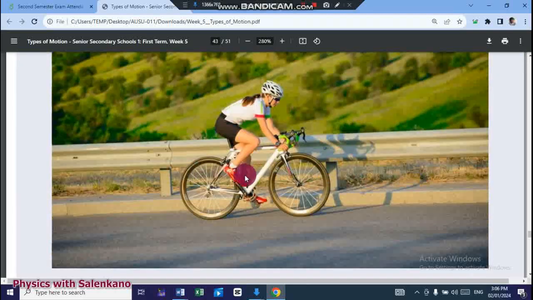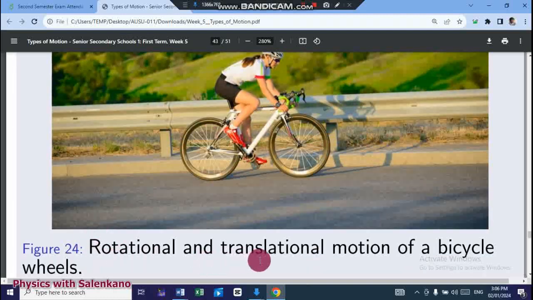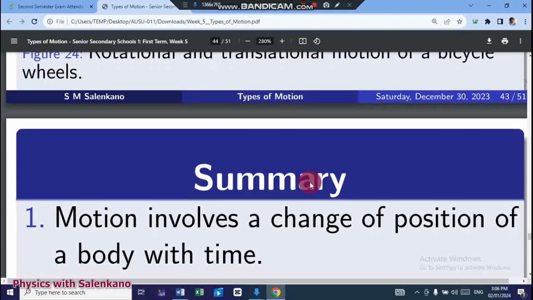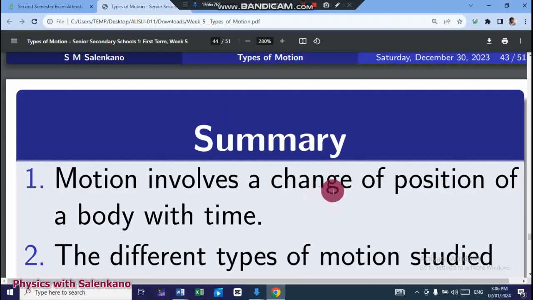Now this is an athlete, and we wrote here rotational and translational motion of bicycle wheels. The wheel moves like this, rotational motion, and then it changes position from somewhere here to somewhere here, and that is translational motion. So you have two kinds of motion at the same time.